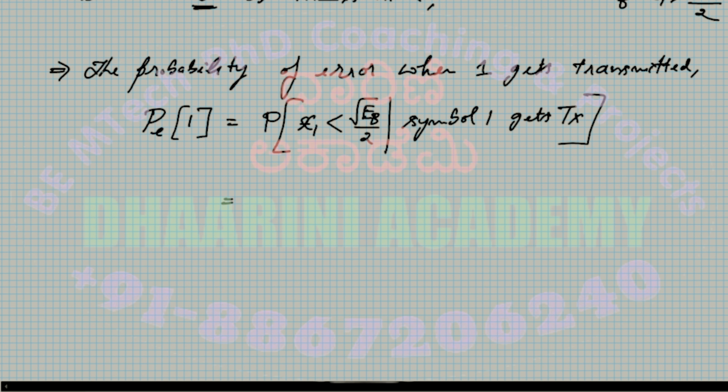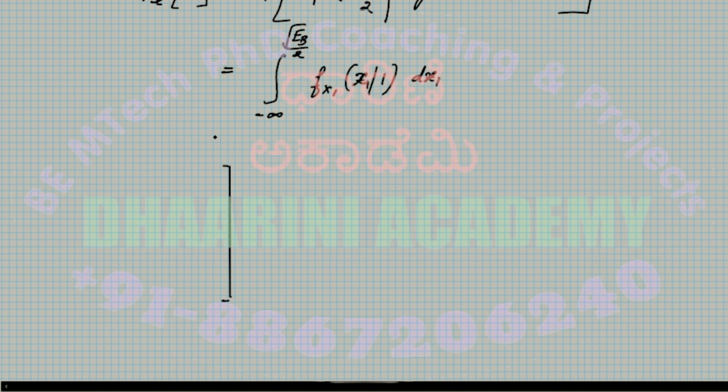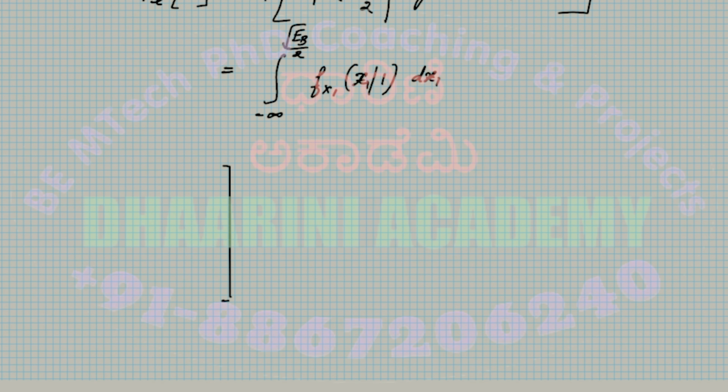So anywhere your x1 falls, that means it is an error, right? So using that, I'm doing this. Therefore, this is the integral from minus infinity till root of Eb divided by 2. So write the function, that is f of x1 given that 1 was sent, the variable is x1, dx1. So small letter, okay? Right, so this is what I need to do.